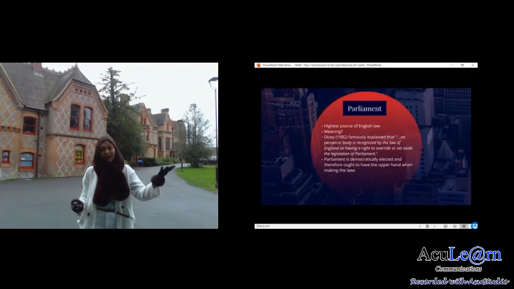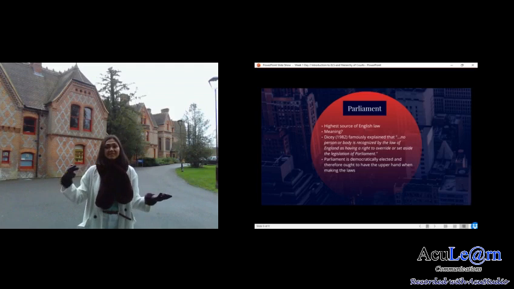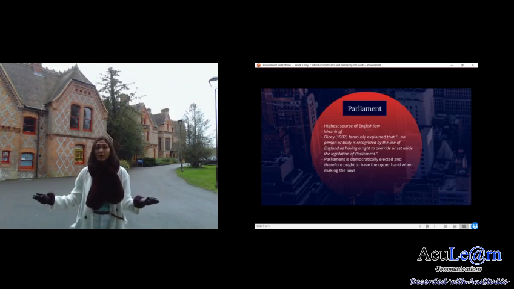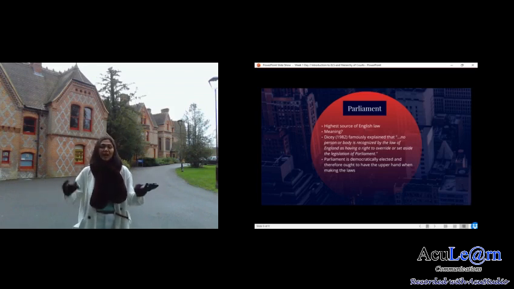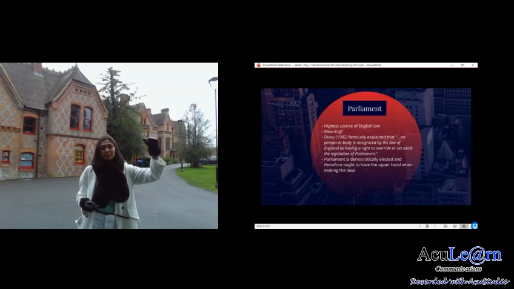When we talk about parliament, you always need to remember parliament is the highest source of English law. Parliament creates law, whereas judges do create law, but only to a certain extent. They cannot overrule the law created by the parliament. So the parliament is considered the supreme law.